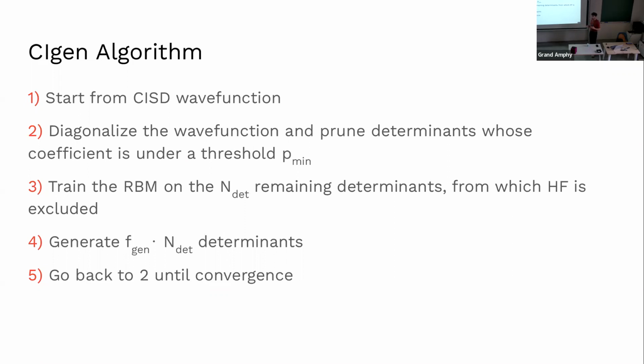Additionally, I'm interested in the correlation energy, which is defined as the difference between the Hartree-Fock and the full wave function energies. Then I generate a number of determinants proportional to the number that I currently have in my wave function. Typically, for f_gen, I used 2. So each iteration, I try to generate twice the number of determinants I already have. And I go back to step 2 until convergence.